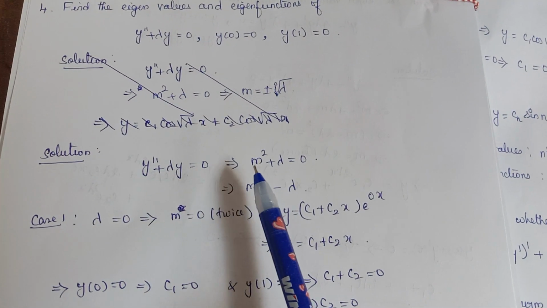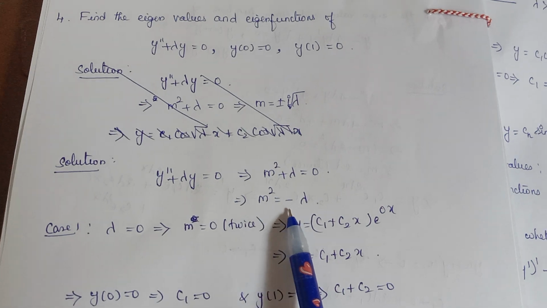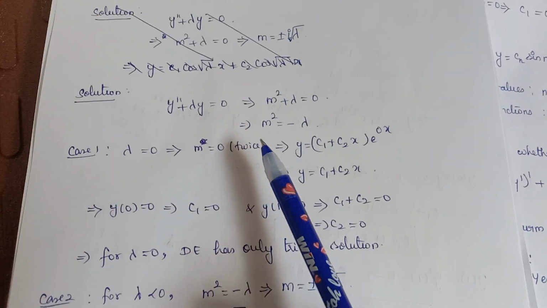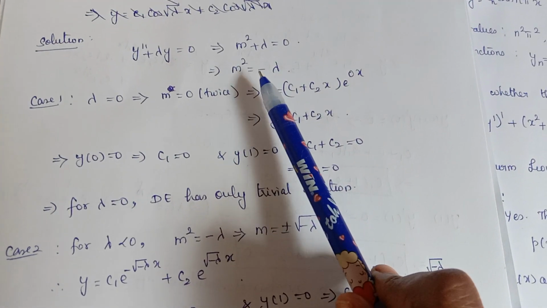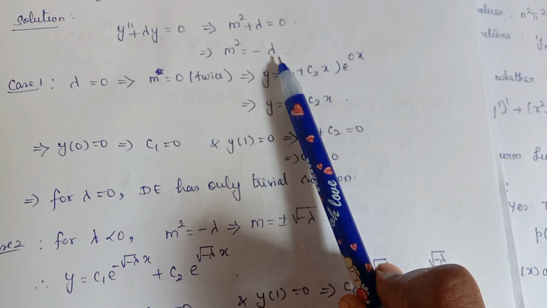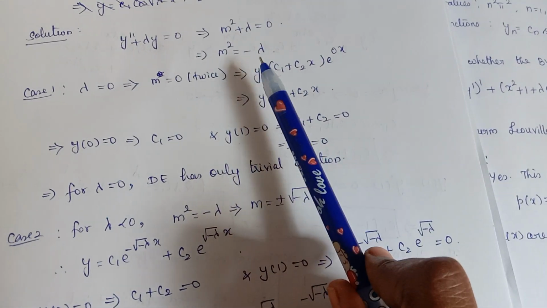Write the auxiliary equation m square plus lambda equal to 0. So m square equal to minus lambda. I am going to discuss this in 3 different cases because here I am getting it as minus lambda.